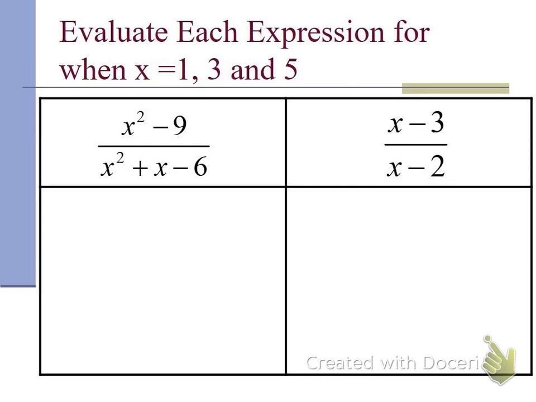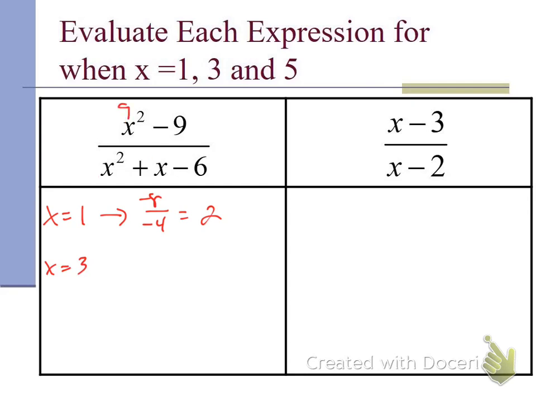These are two separate rational expressions, right? And so the first thing we want to take a look at is how to evaluate them, and that's pretty simple. We're still going to plug in these numbers for x and work them out. Quickly, if I plug in 1 for x, 1 squared is 1, 1 minus 9 is negative 8, then we get 1, 1 plus 1 is 2, 2 minus 6 is negative 4, that gets us 2.